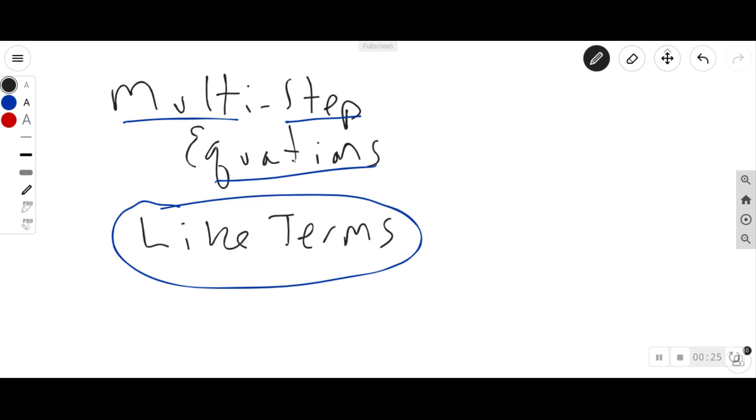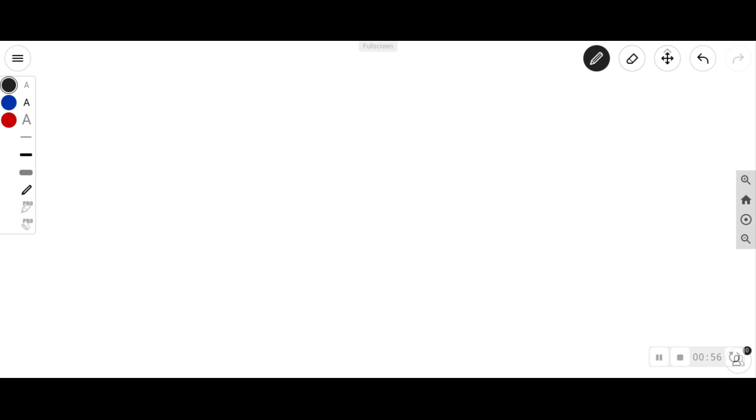This one, anything I'm calling multi-step, is going to be more than two. All multi-step equations can turn into a two-step. This video is going to focus on multi-step equations including like terms. So first we're going to go over what like terms are, and then we're going to do a couple of examples of equations that we can solve that contain like terms. So let's first look at what like terms are.